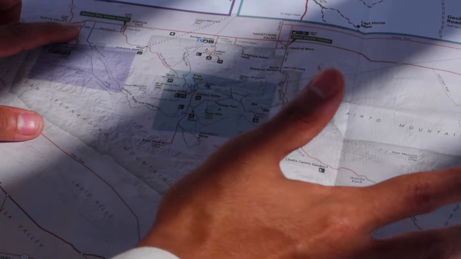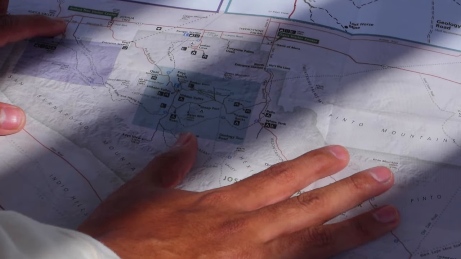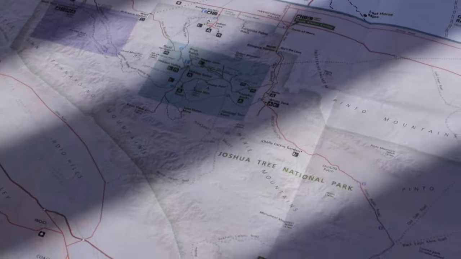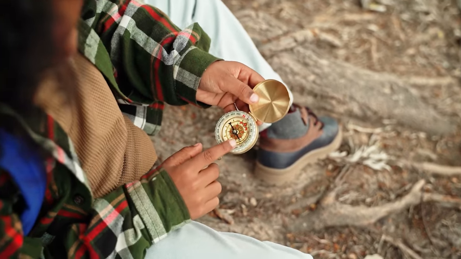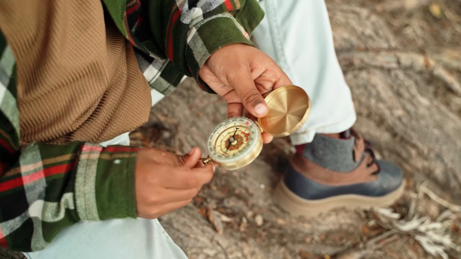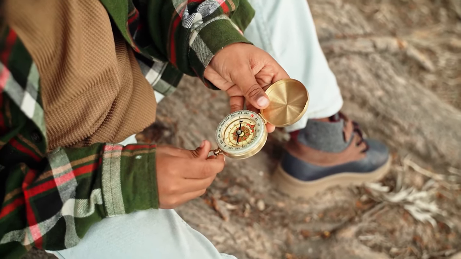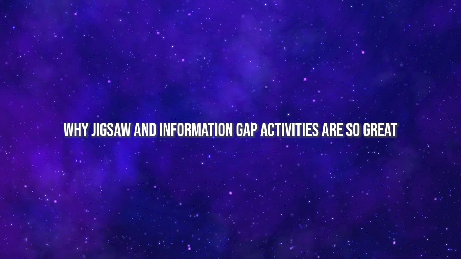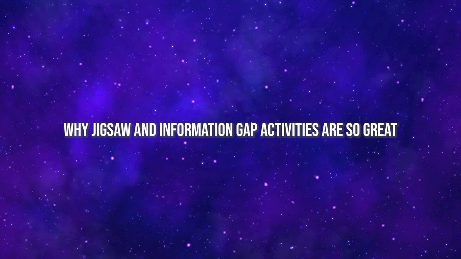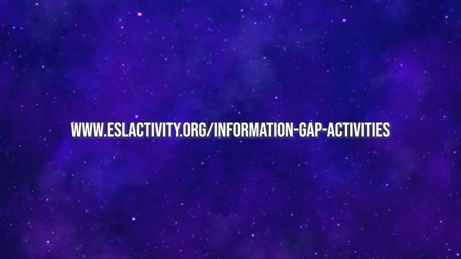I'm just trying to think of other ones. There are other map things that you can do as a jigsaw as well. Like one student has the map, and another student has a list of directions, and the one student gives them the directions, and then they have to see if they get to the place they're meant to get to. Yeah, there are so many activities like this, information gap activities they're called. I actually wrote a blog article about it, so I'll put the link down below. And I probably have at least 20 of these style of activities to do.